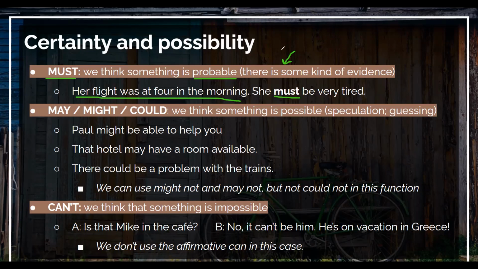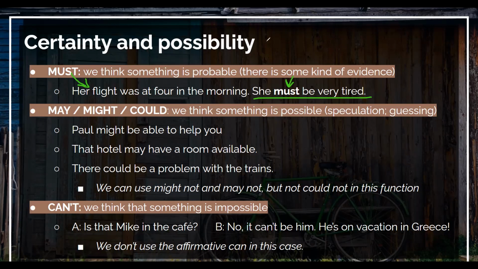Okay, so the reason why I am saying this sentence specifically with the modal verb must is because I have the evidence that was provided before. So if I know that a person had to take a flight or had to travel at 4 a.m. in the morning, the most obvious thing or the most reasonable thing is that that person is tired, right? So because I think that it's very likely or very probable, I say, well, she must be tired because of this, right? There's a reason why I'm saying it.